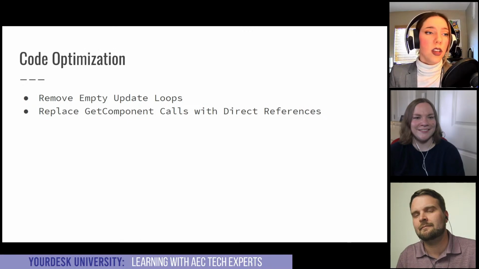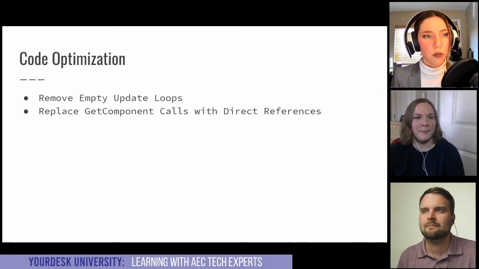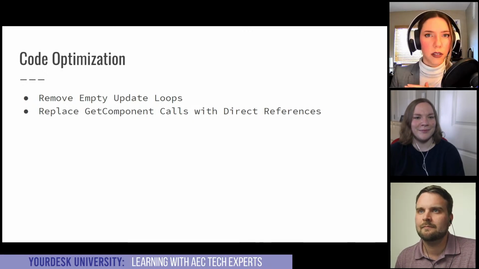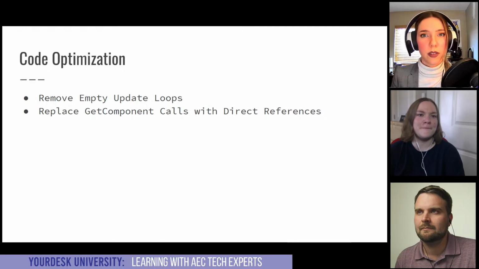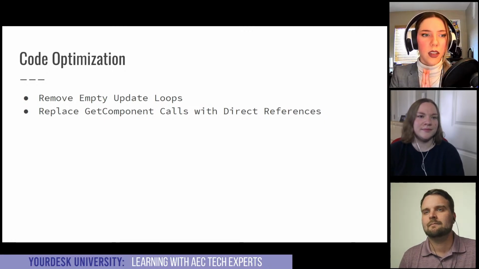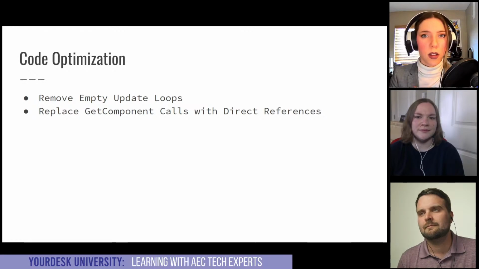Code optimization, real quickly, I'm going to show you guys. You can remove your empty update loops, because your update runs every tick, and if you have one that is empty, it's still going to take some processing power, even if it's empty. I would encourage anybody who's doing this to put any functions that just need to stay active in awake rather than in update, so they're not continuously being called. And then, of course, any GetComponent calls that you have, just remove them and replace them with direct references.